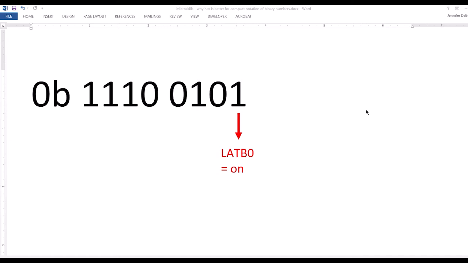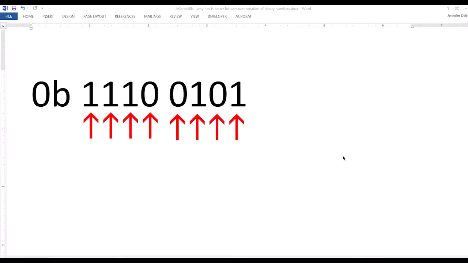So in this example, the lowest bit is setting one of the special function registers to on. The next lowest bit sets a second special function register to off. The third lowest bit sets a third special function register to on, and so on for every bit. So each bit does something specific, and therefore binary is the easiest way to see what you're doing.